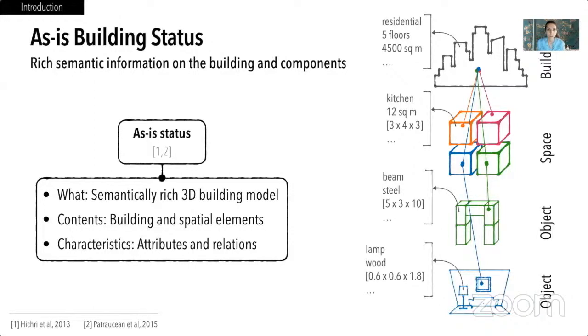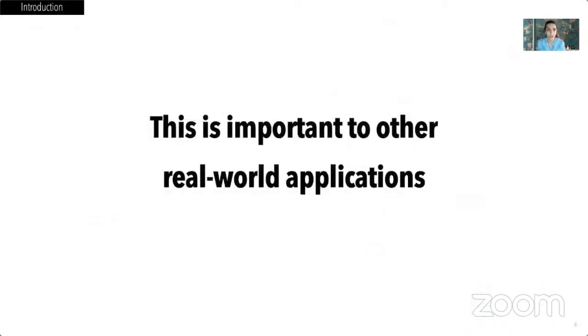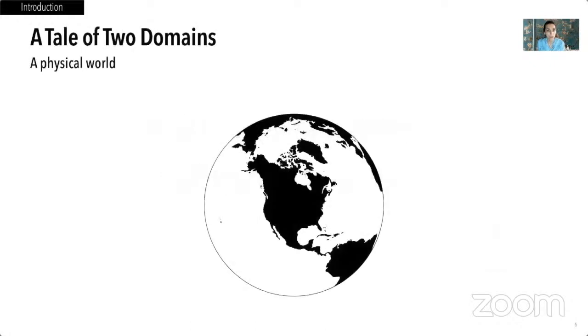Well, that is what we call the as-is status of the building, and that has to do with what exists right now within the building. And what is defined in the literature as as-is status is a semantically rich 3D building model with attributes and relationships about building and spatial elements. But this is not important only for this industry. The architecture, engineering, construction industry is also important to other real-world applications.